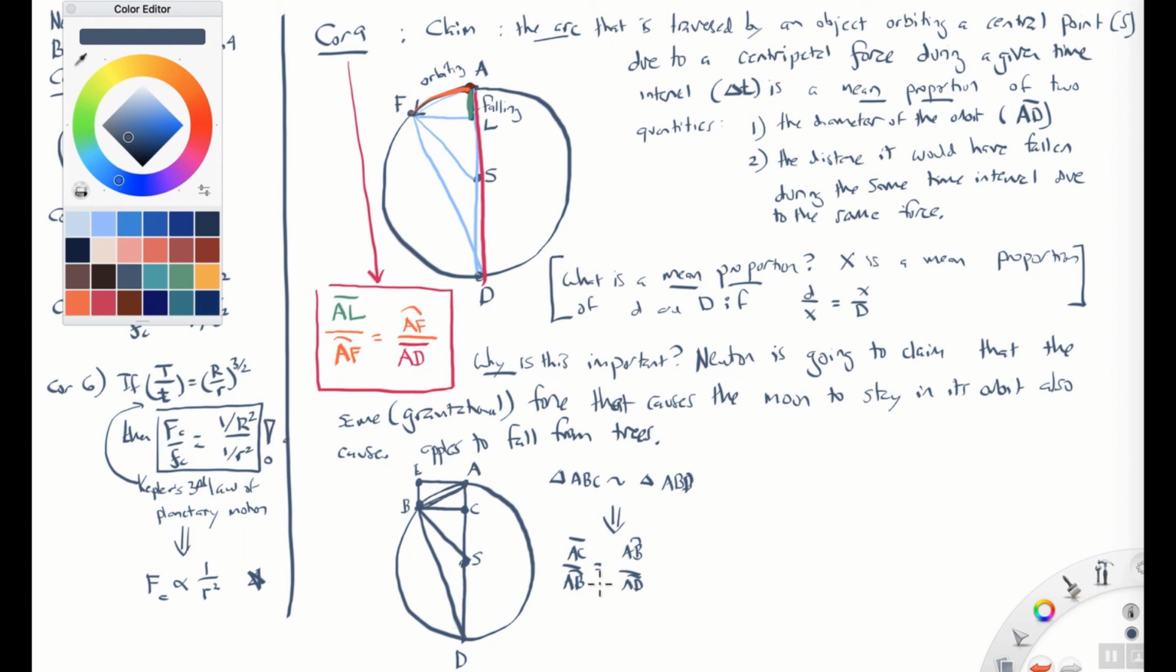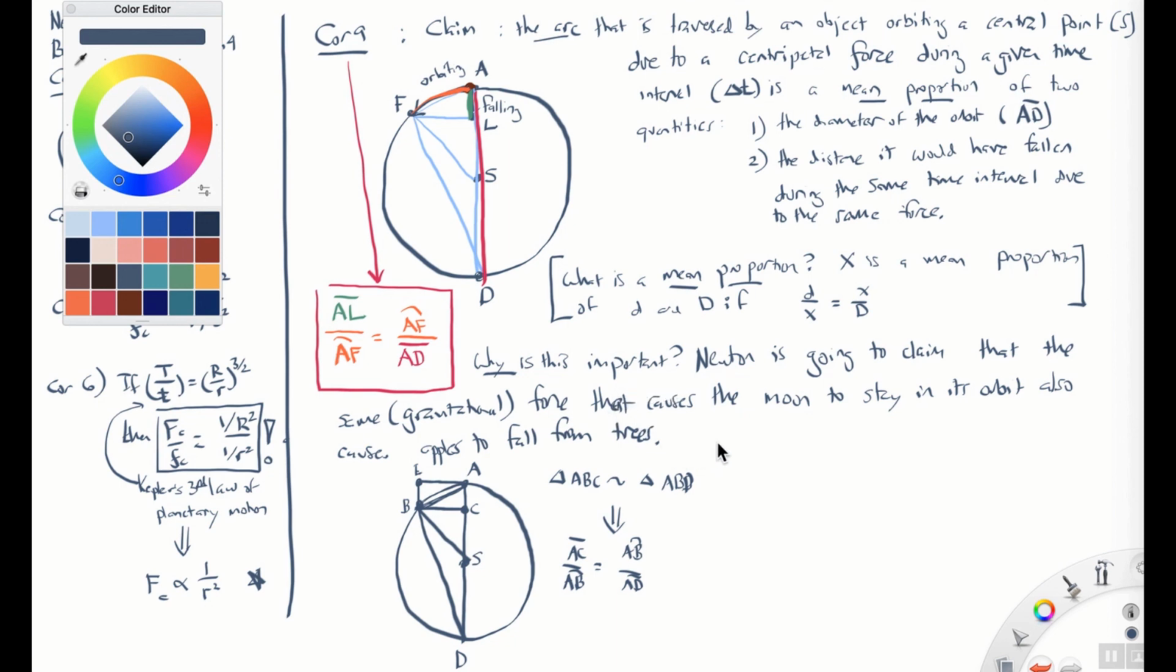And that formula right there looks an awful lot like this formula right there, relating the distance of fall and the diameter of the orbit and the arc length of the orbit. Okay, so that is the way that he is going to go about demonstrating this relationship.